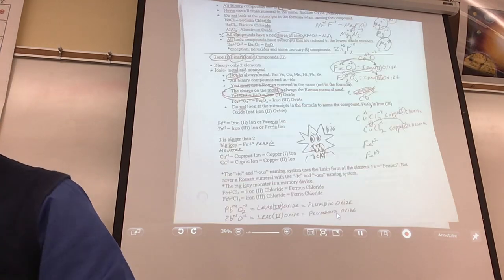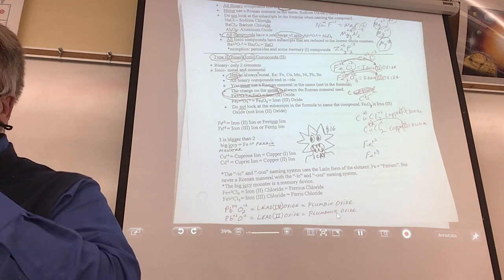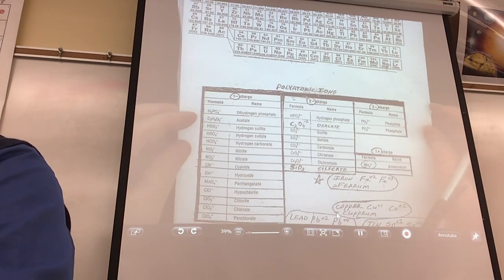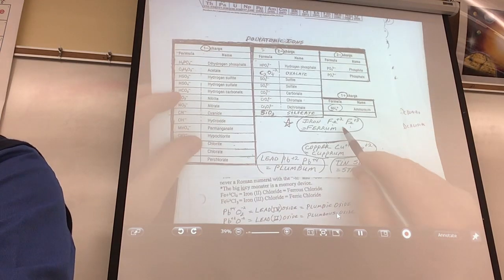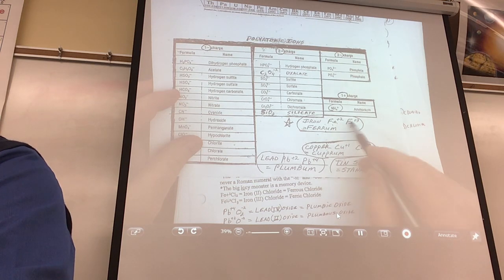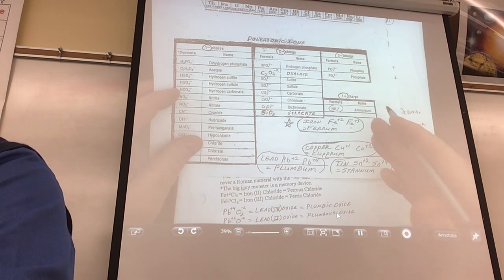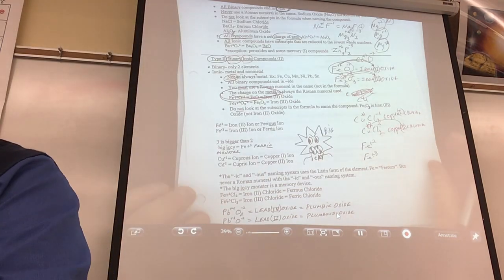Now I'm going to tell you that you don't have to worry about memorizing that, because here's the periodic table I'm going to give you on the quiz, and take a look at it. Do you see where it says iron comes in +2 and +3? So you don't have to memorize that, do you? I'm gonna tell it to you. Okay, so iron comes in 2 and 3.